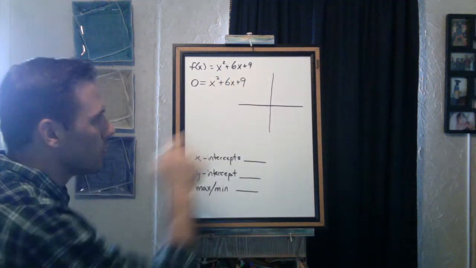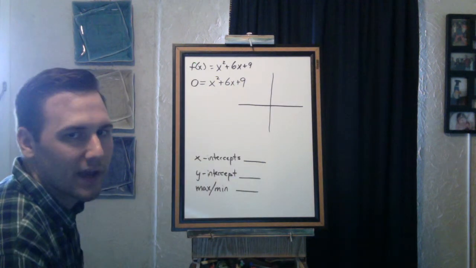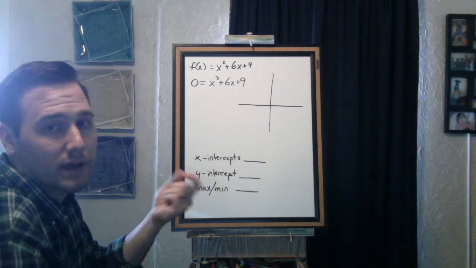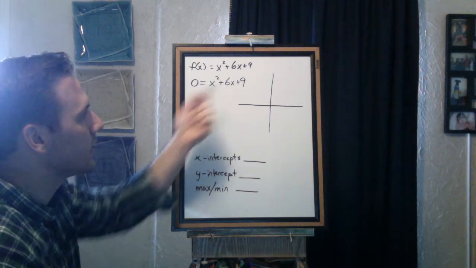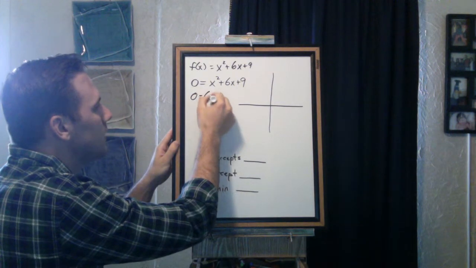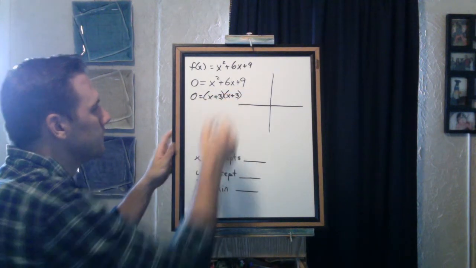So we're looking for factors of 9 that add up to 6. Factors of 9 would be 1 times 9, or you can do 3 times 3. In this case, it's got to be 3 times 3 since that's the only pair that would add up to positive 6. So that means 0 would be equal to x plus 3 times x plus 3.